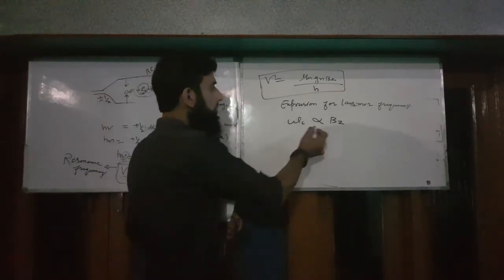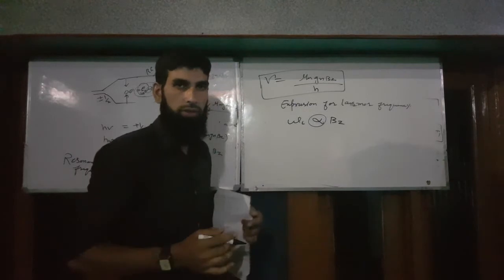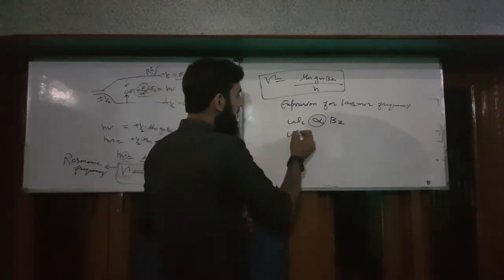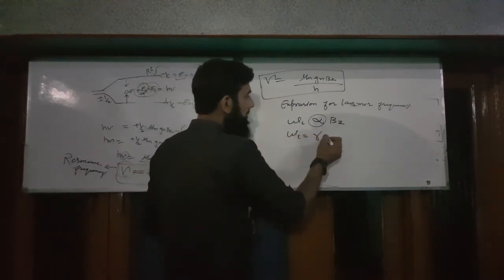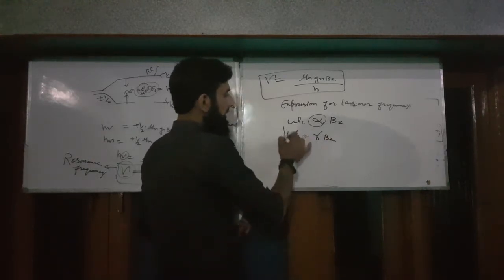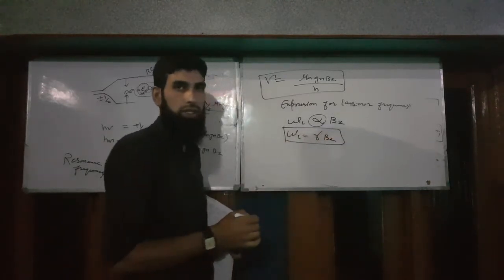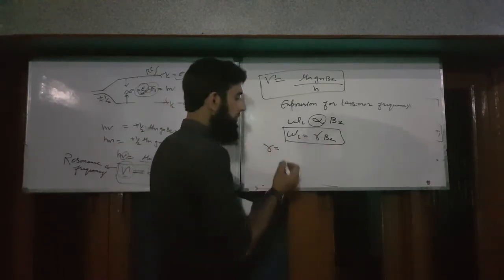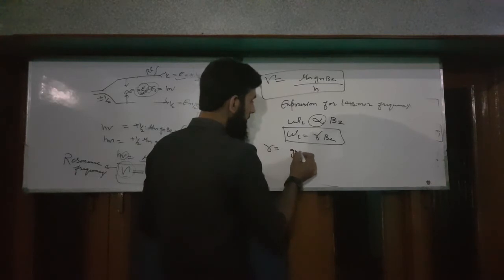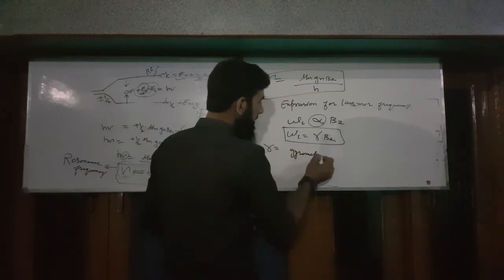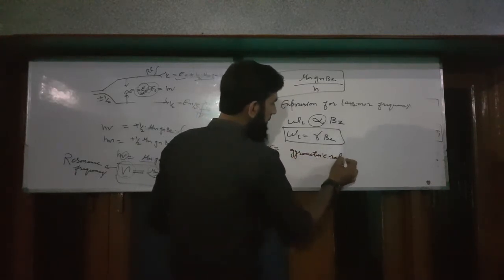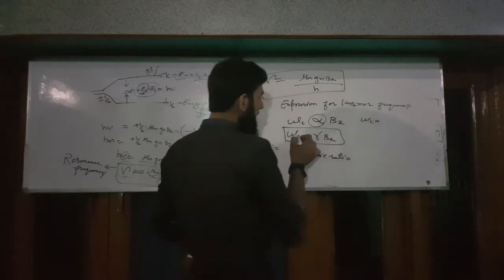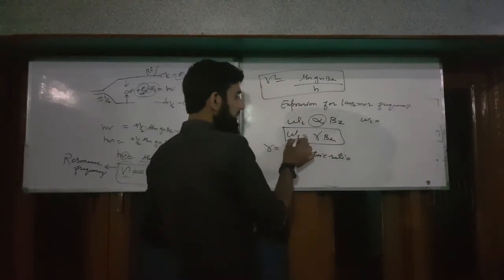We remove this proportionality by some constant. We write omega L is equal to gamma Bz. This is the expression of the resonance frequency. This gamma is known as the gyromagnetic ratio. Gamma is the gyromagnetic ratio. We know this omega, this L is the Larmor symbol, that is Larmor frequency.